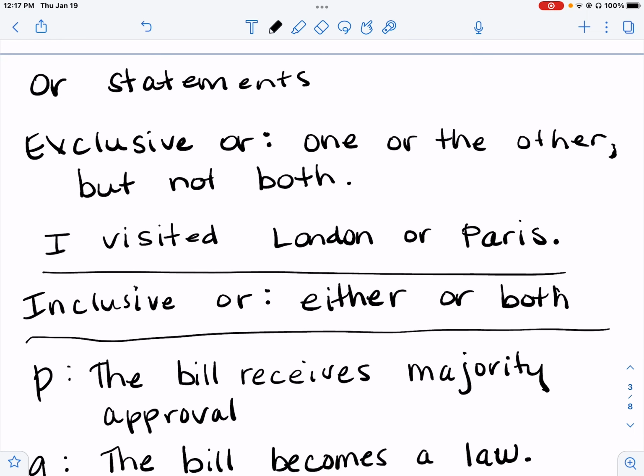Or statements can be exclusive: one or the other, but not both. I visited London or Paris. Inclusive or means either or both. Exclusive means one or the other. The inclusive or means I did either or I did both.